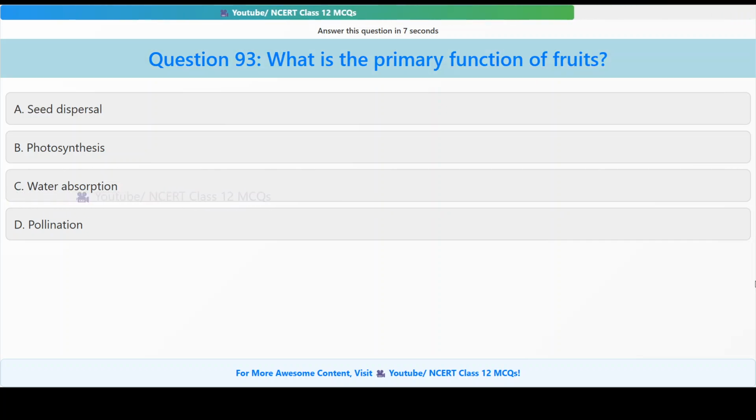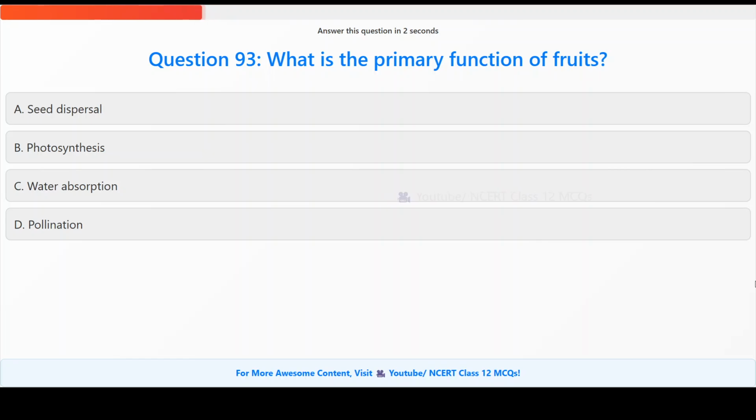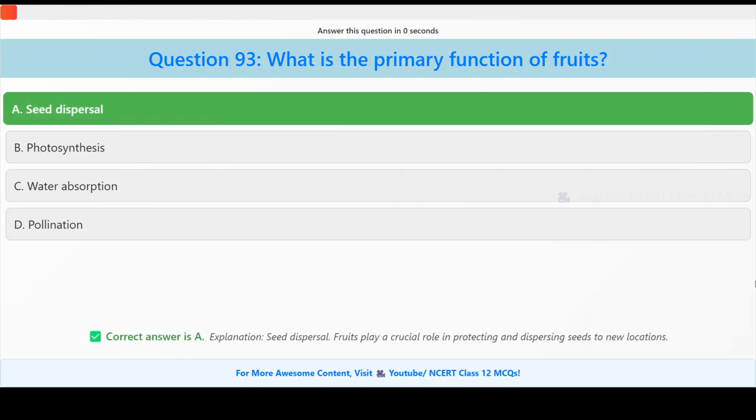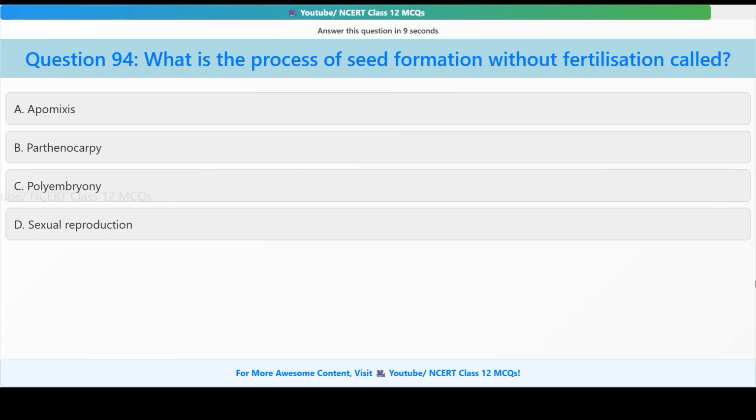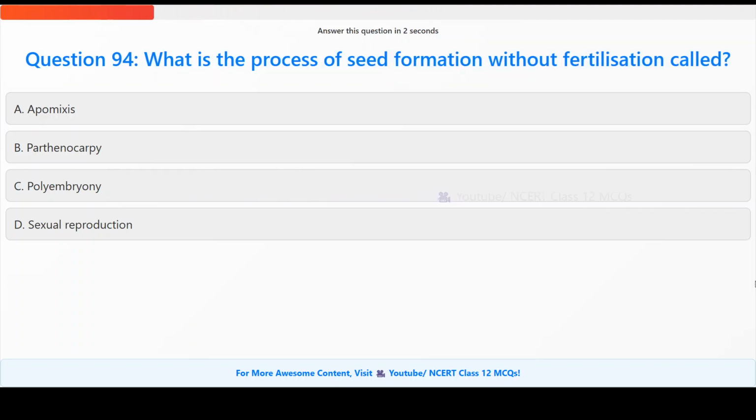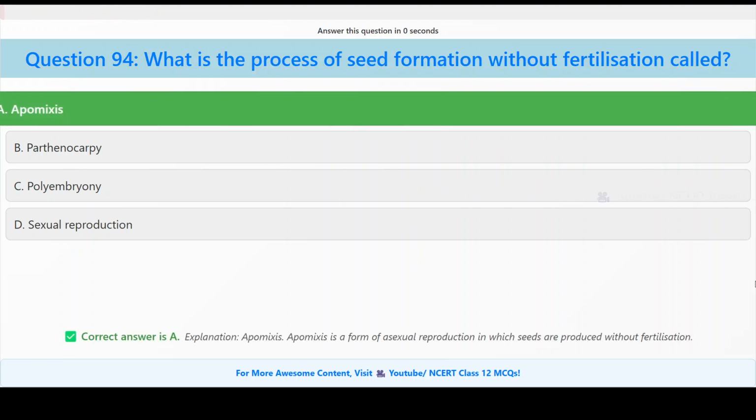Question 93. What is the primary function of fruits? Seed dispersal. Fruits play a crucial role in protecting and dispersing seeds to new locations. Question 94. What is the process of seed formation without fertilization called? Apomixis. Apomixis is a form of asexual reproduction in which seeds are produced without fertilization.